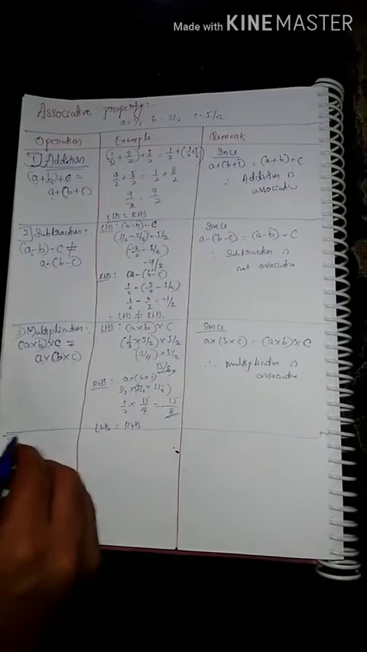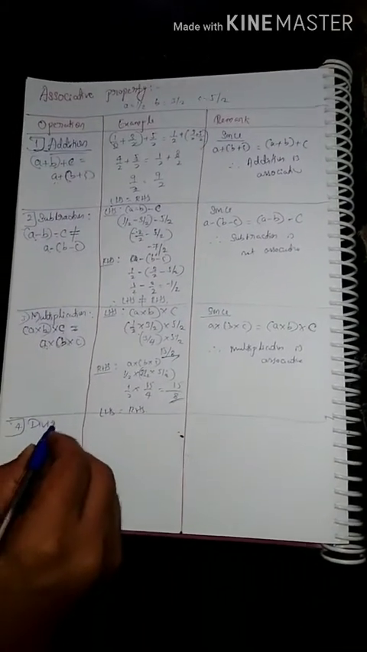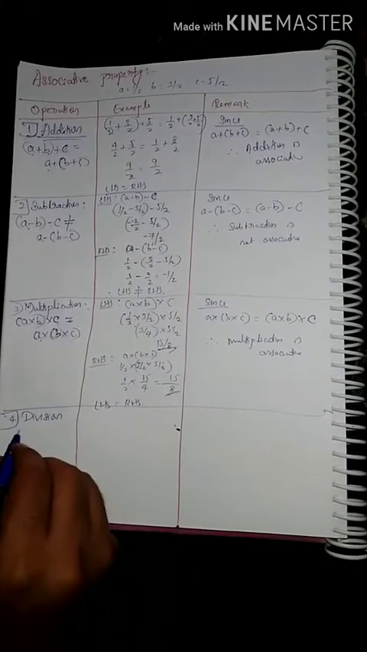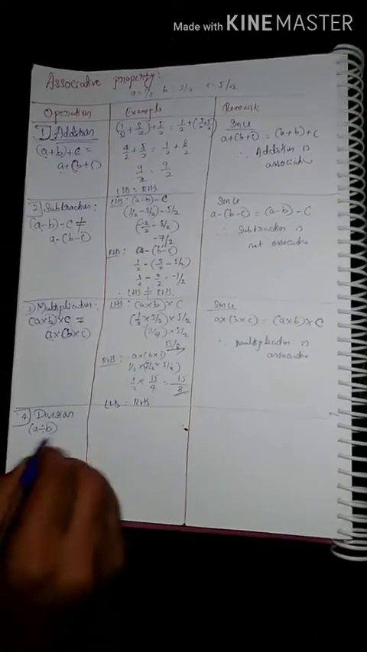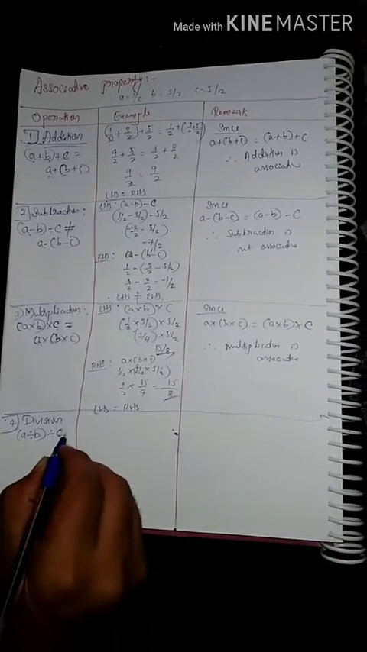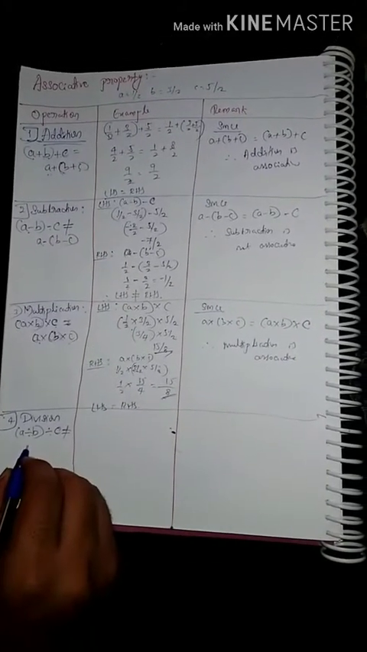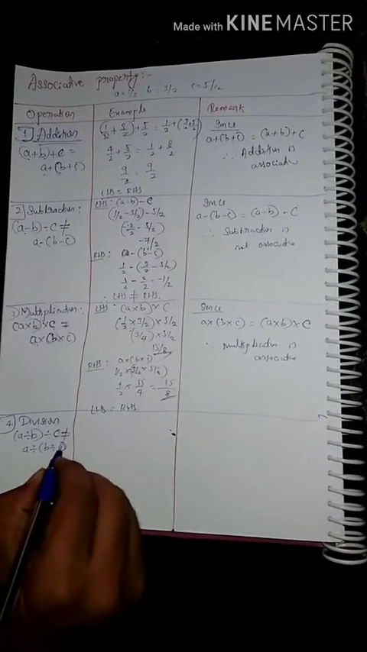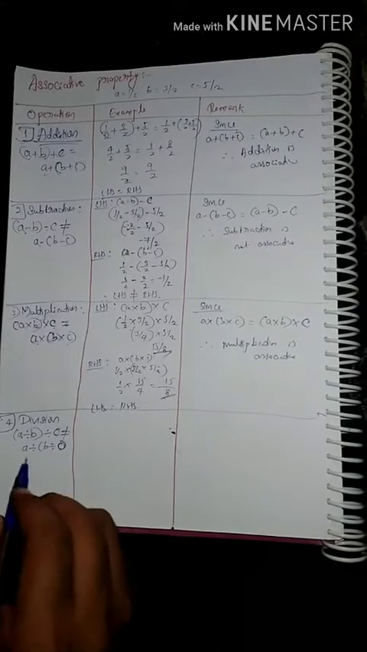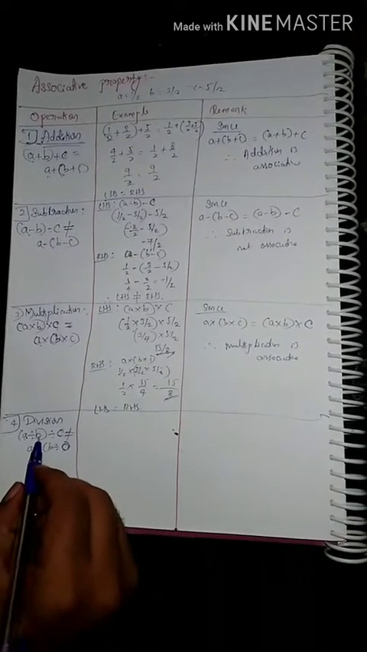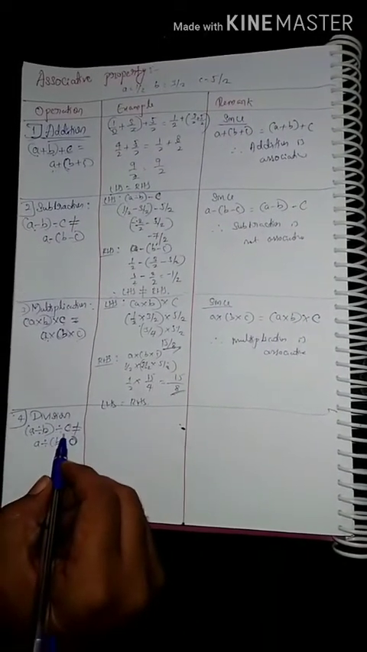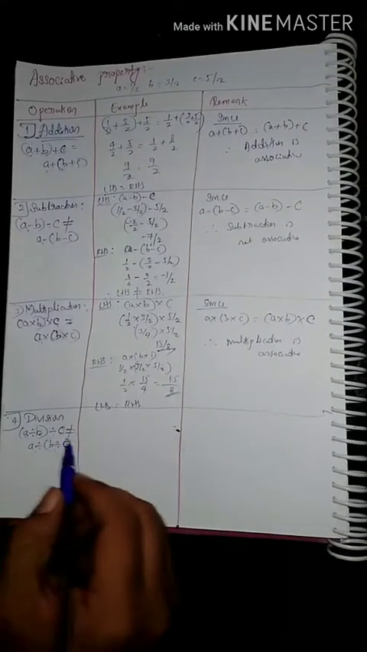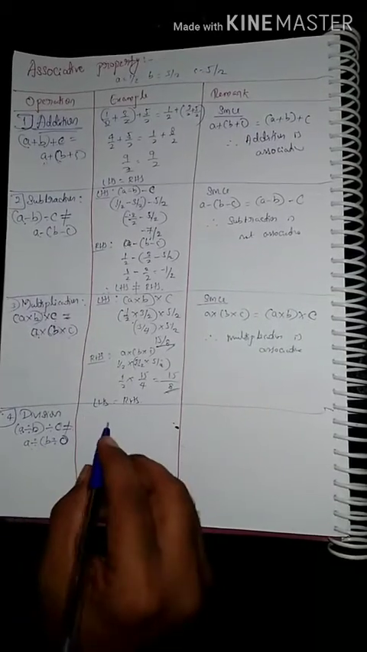Then the next operation is division. Here also it is the same. First divide A and B, and after that divide by C, which is not equal to first dividing B and C, then dividing A by the result. Let A, B and C be three rational numbers. So A divided by B divided by C is not equal to A divided by the quotient of B and C. So here the results are not the same.